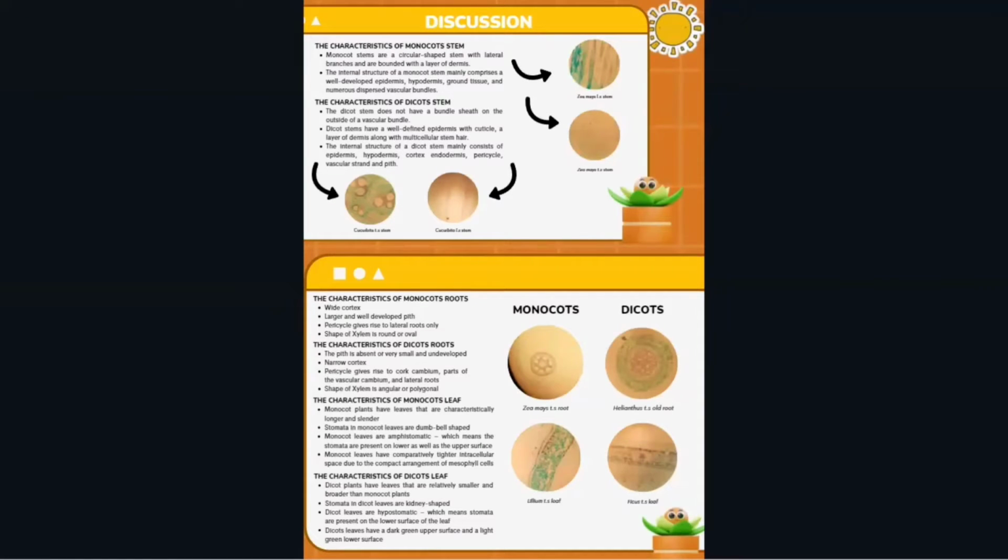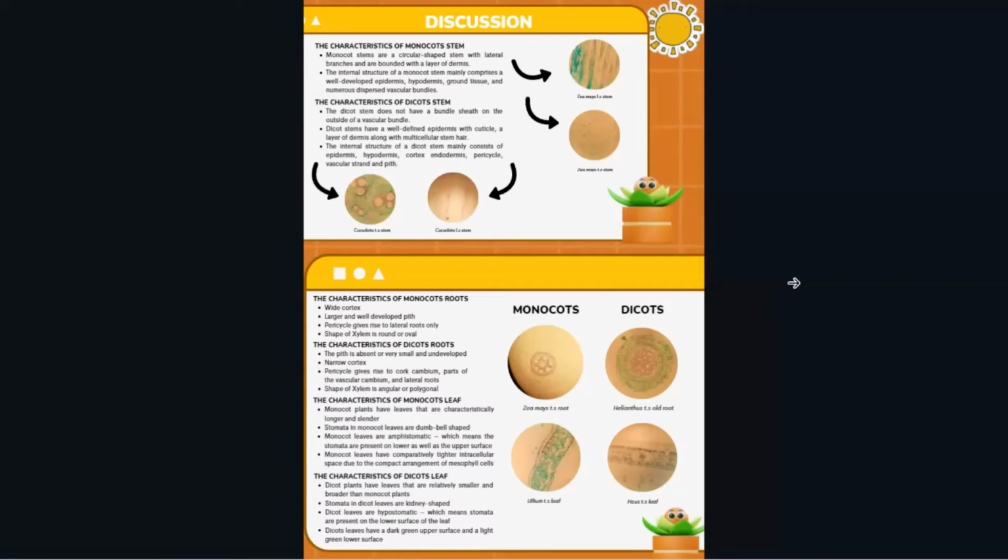The characteristics of roots in monocots: monocots have a wide cortex, and also a larger and well-developed pith, and the pericycle gives rise to lateral roots only. The shape of xylem is round or oval.